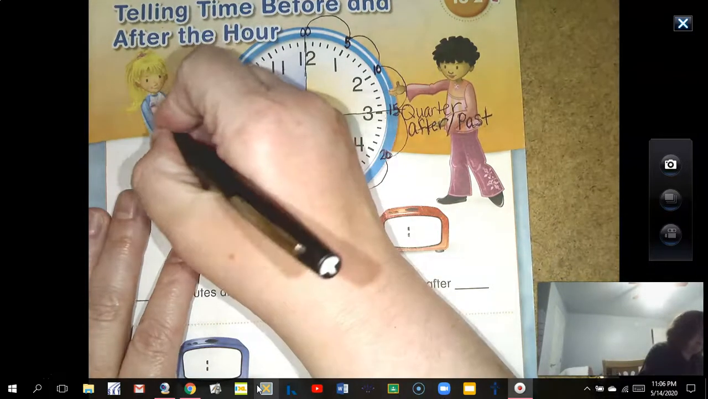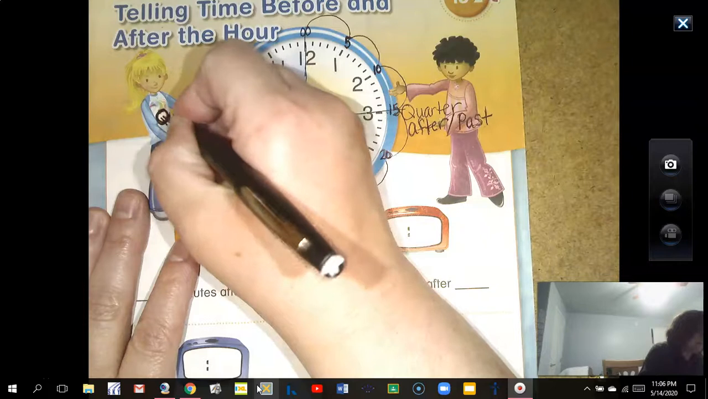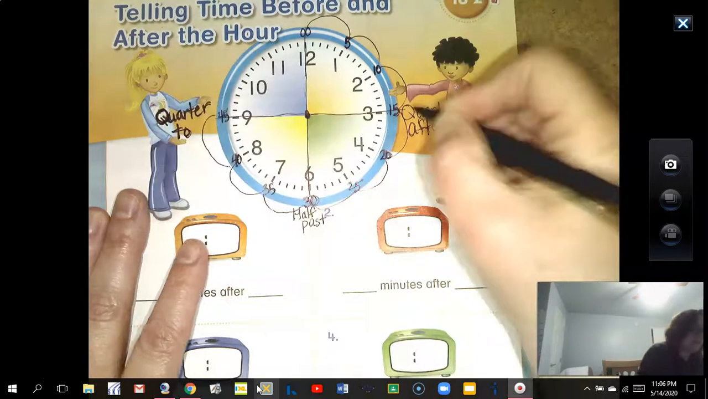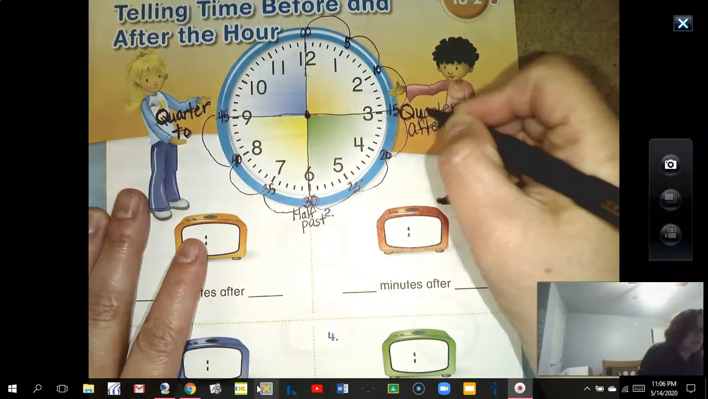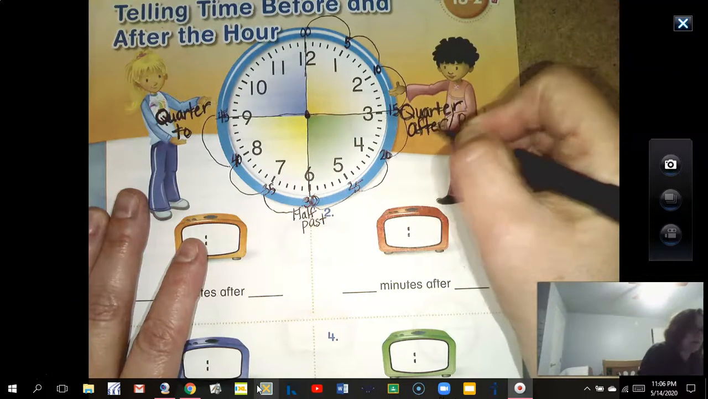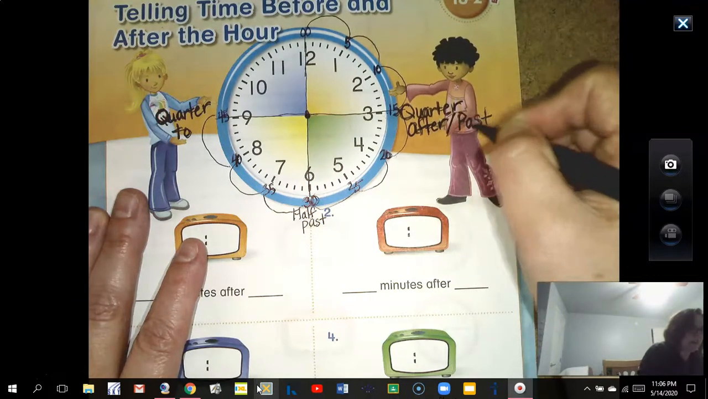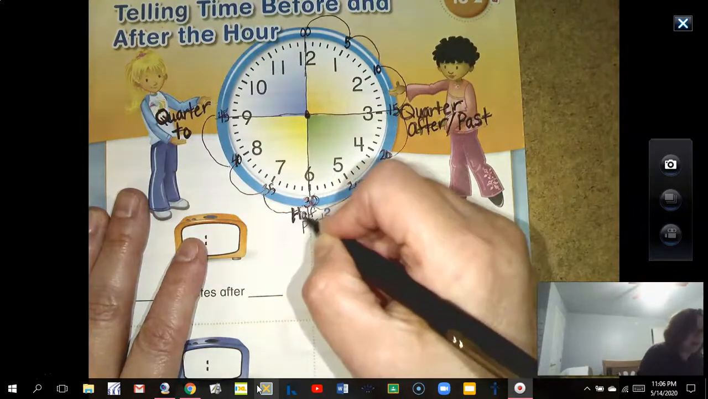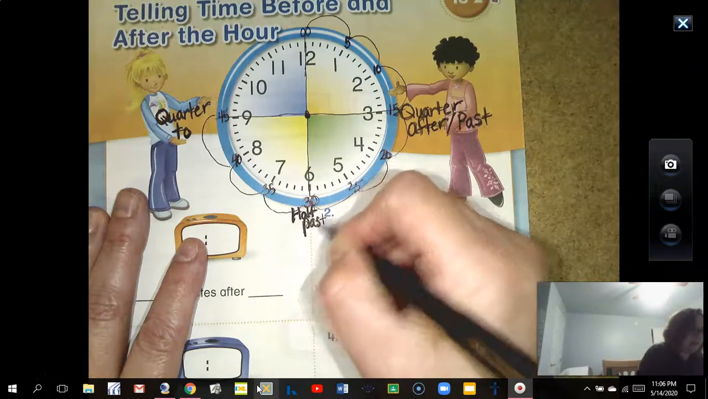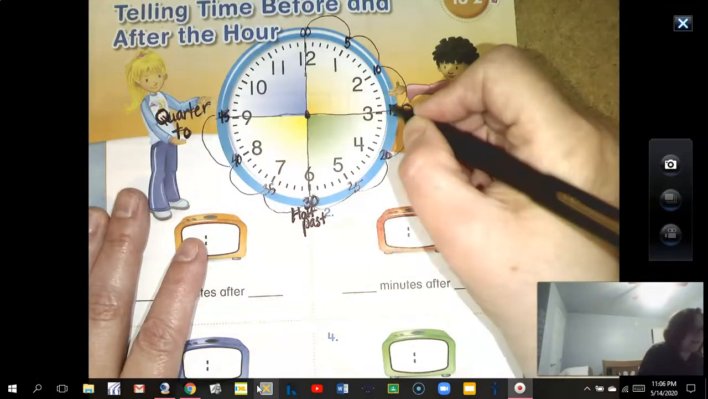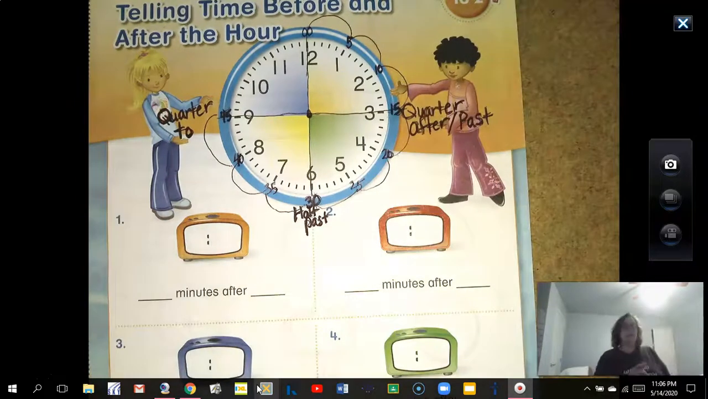All right, so this is quarter after or past. 42, and this is half past. And I'm going to make sure I put 45, 15, and 30. So those are really important, okay?